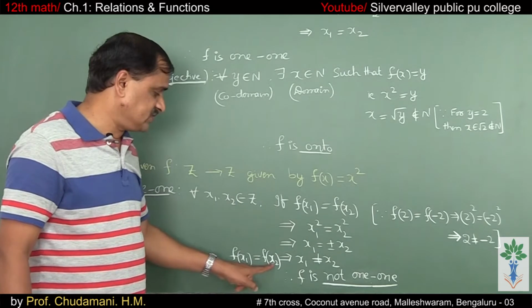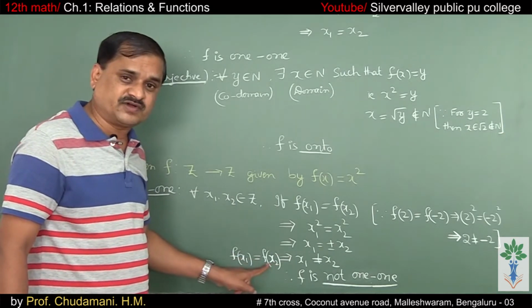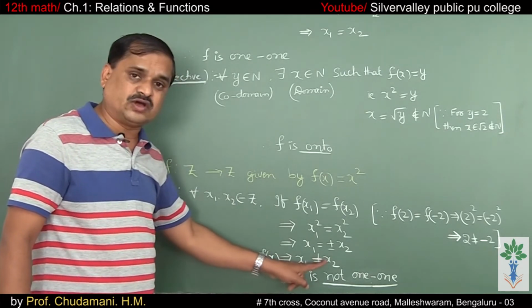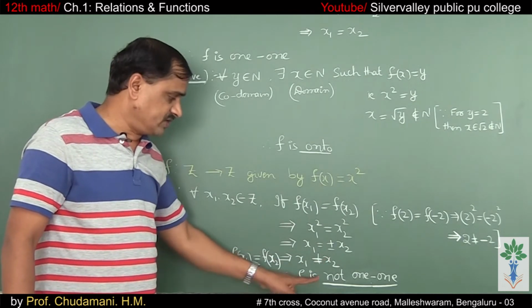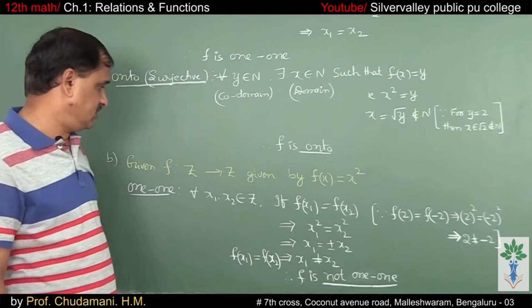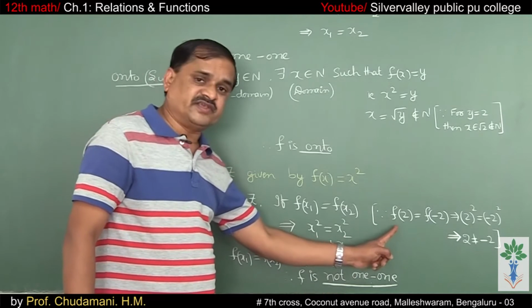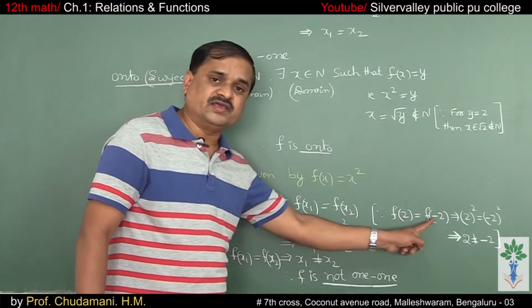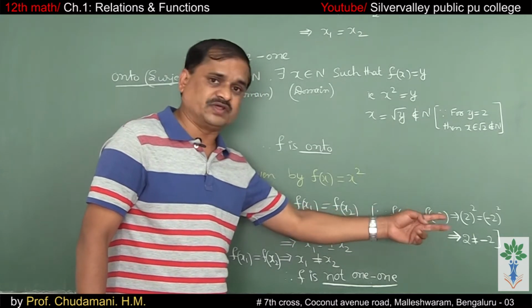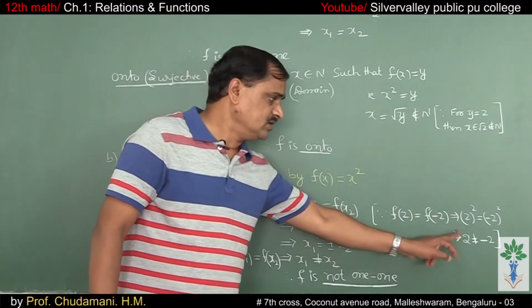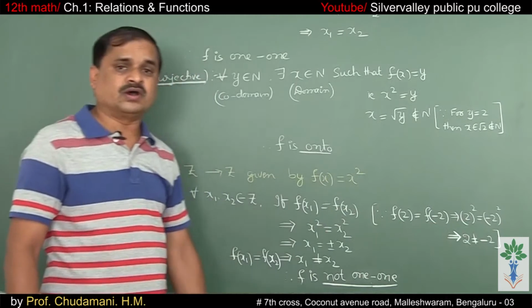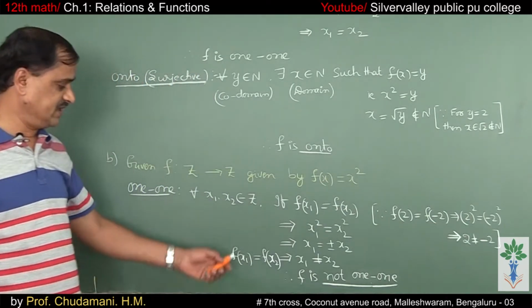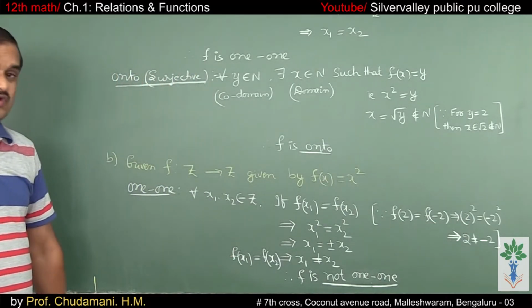So f of x1 equals f of x2 does not imply x1 equals x2. Therefore f is not one-one. The reason: f of 2 is 2 square, f of minus 2 is minus 2 square, 4 equals 4, but 2 and minus 2 are not equal. That's why f is not one-one.